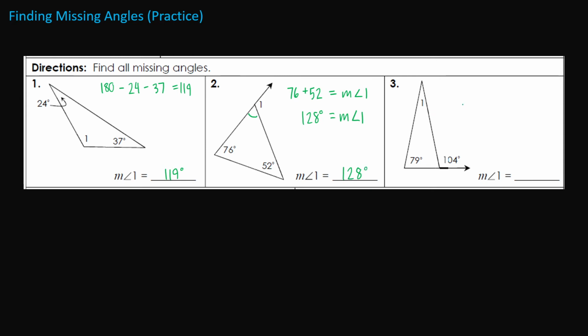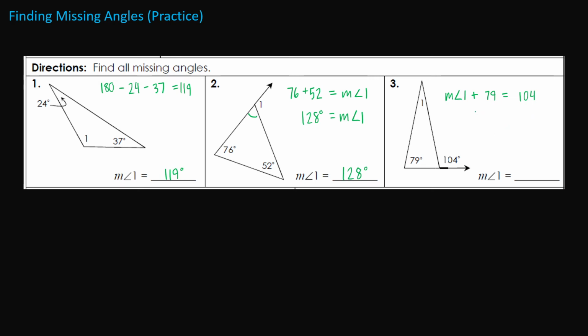And we've got one more simple problem here. We're given one interior angle in this triangle, and the other interior angle is missing. But we do know the exterior angle, and that's 104 degrees. So let's just set up an equation using the exterior angle theorem, which is going to say that the sum of these 2 interior angles, measure of angle 1 plus 79 degrees, is equal to the exterior angle, 104.